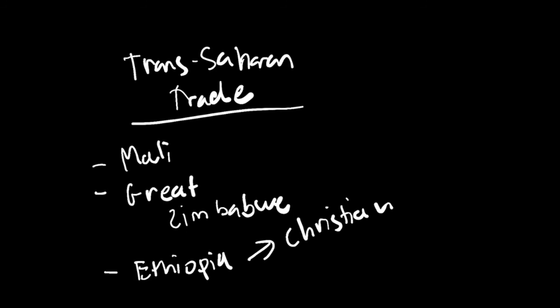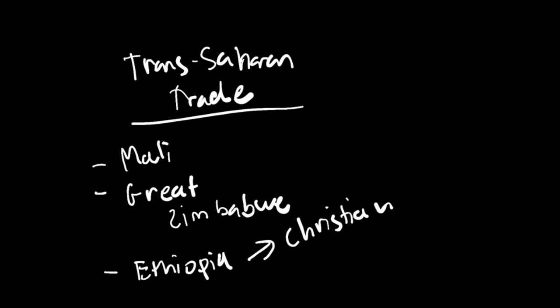Additionally, kingdoms which thrived due to this trading route included Mali, brought to wealth by Mansa Musa, Great Zimbabwe, which flourished in the Indian Ocean trade network due to their large deposits of gold, and last but not least, Ethiopia, one of the only Christian nations around the time.